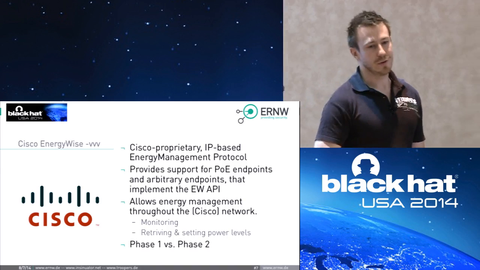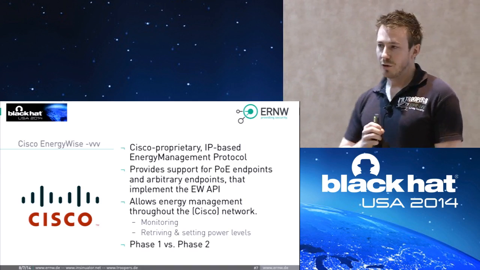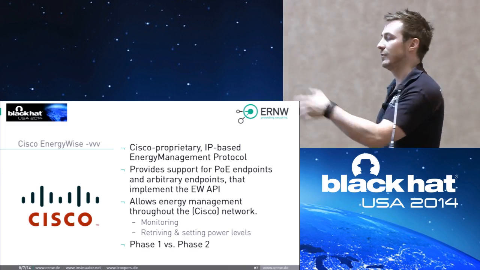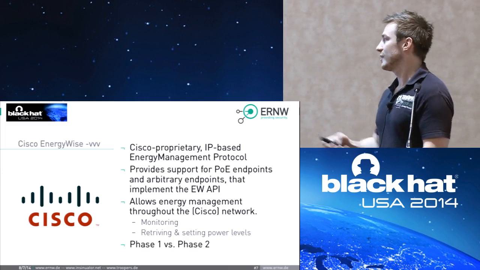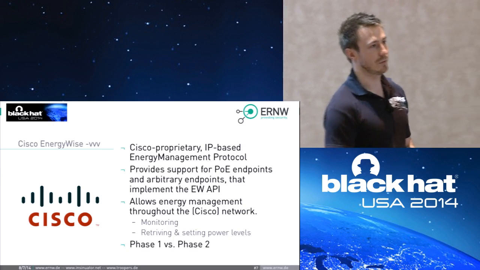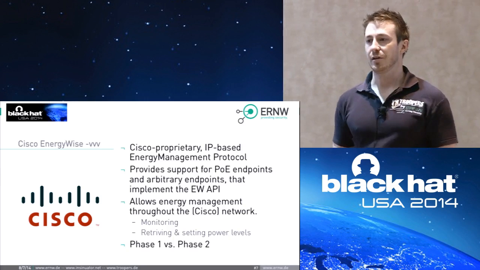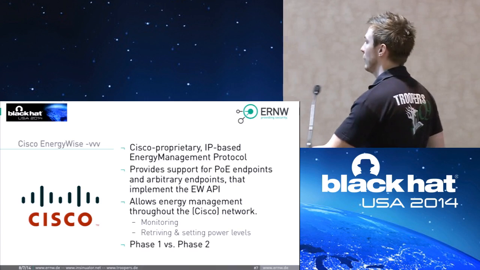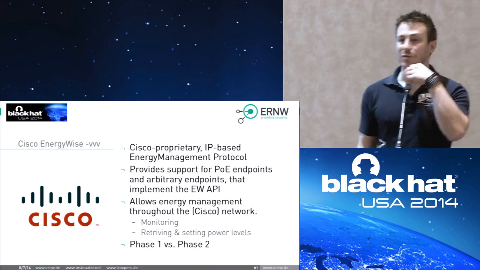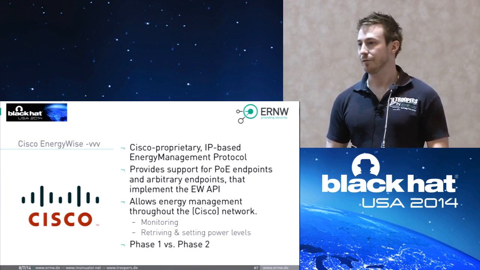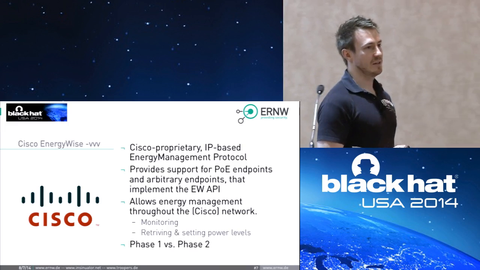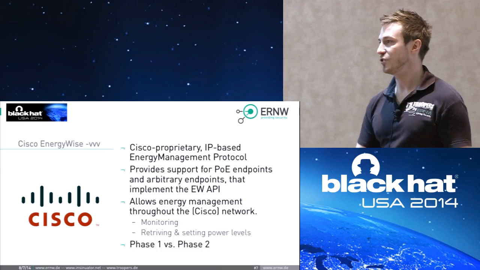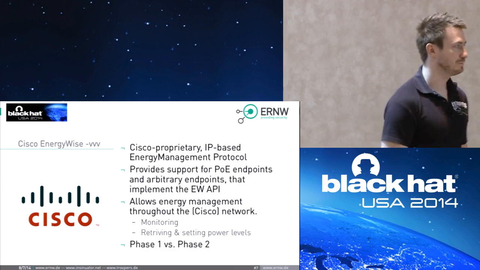So using EnergyWise, you can basically monitor your power usage throughout the data center by collecting the power usage of all the different devices. And you can set and retrieve power levels of devices. So for example, you can find out whether a particular IP phone, access point, or any other device is currently in standby mode, powered off, or running. And you can also put it into standby or turn it off if it's necessary. So that's the basic functionality Cisco EnergyWise provides. And that's all of the functionality. I mean, when it comes to energy management, that's pretty much all you want to do.